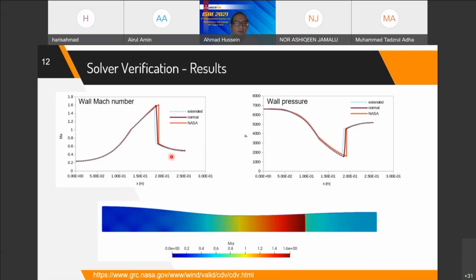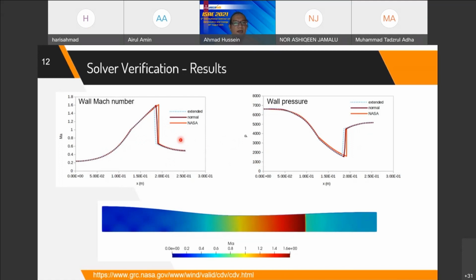Now, this plot compares the wall Mach number and wall pressure of the nozzles. The NASA result is represented by the orange line, and the present result is represented by the red line and also the blue dashed lines. So now we focus on the red and orange lines first. Basically, we can see that the present solution can accurately predict the wall Mach number as well as the wall pressure compared to the NASA results.